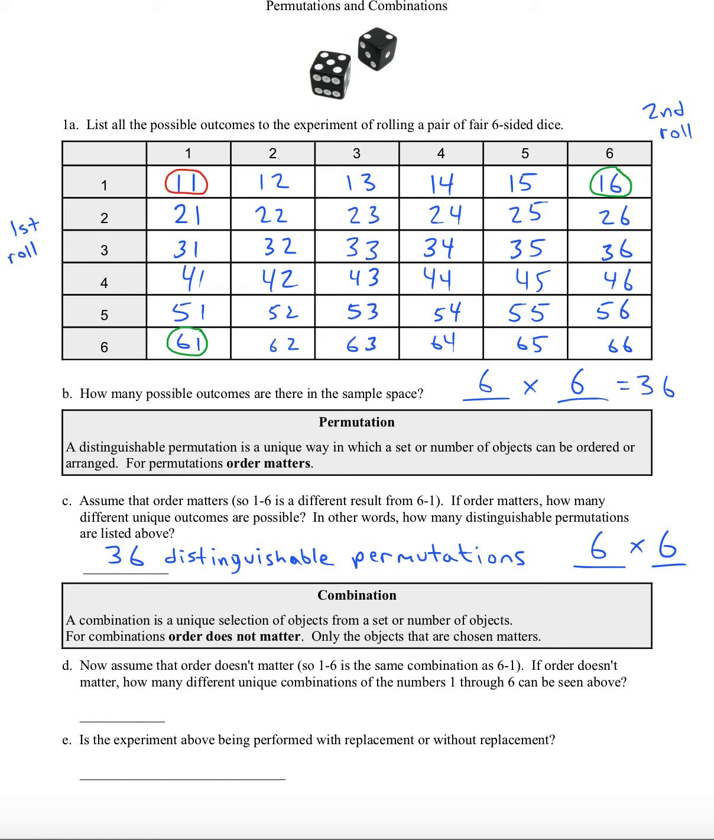Now let's look at combinations. A combination is a unique selection of objects from a set or a number of objects. In combinations, though, order doesn't matter. Only the objects selected is what matters. So if order doesn't matter, then 1, 6 and 6, 1 would actually be considered the same combination. And what I want to do is count up how many unique combinations we have here.